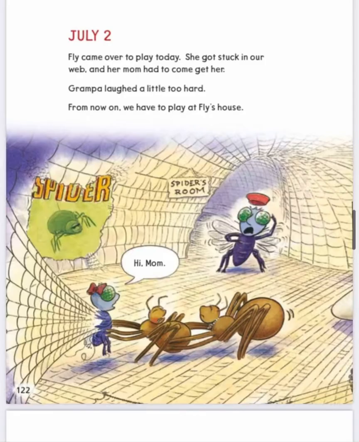July 2nd. Fly came over to play today. She got stuck in our web, and her mom had to come get her. Grandpa laughed a little too hard. From now on, we have to play at Fly's house. Hi, Mom.